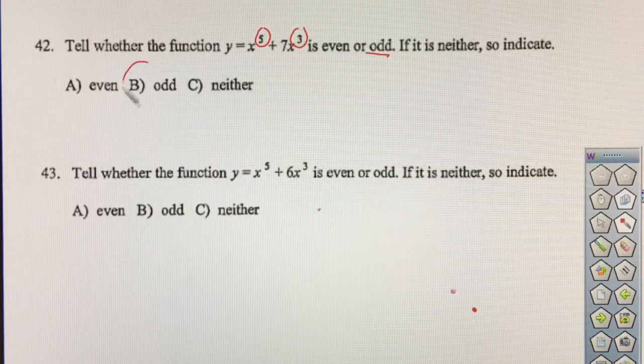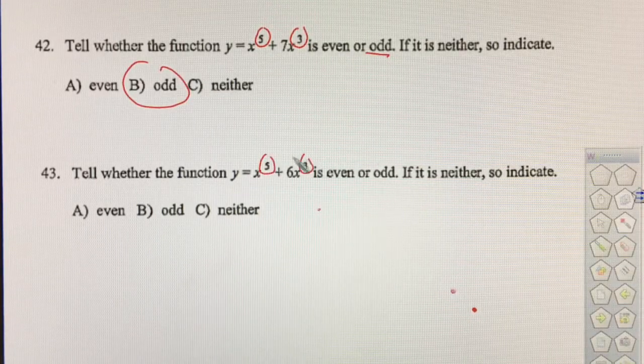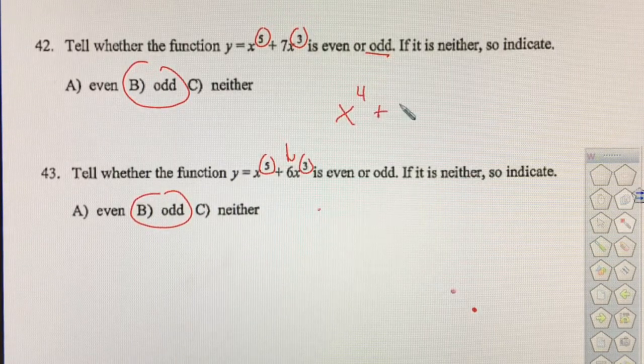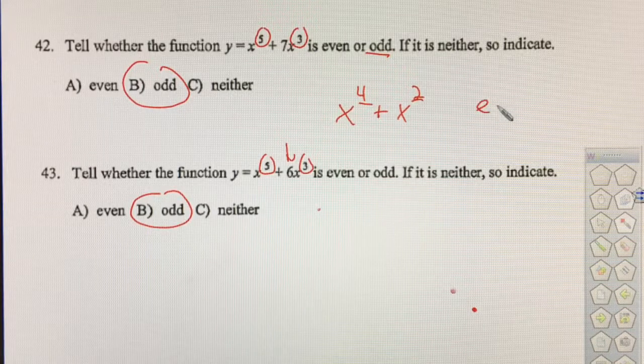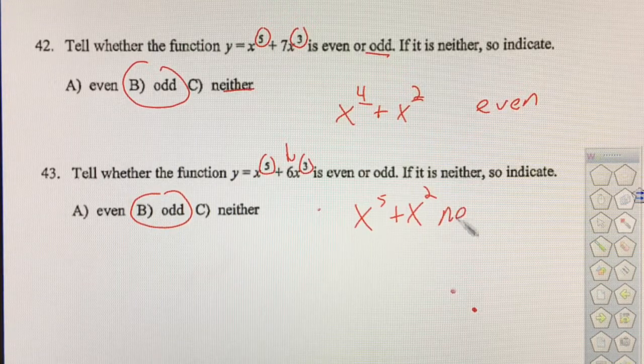Odd exponent, that means it is odd. Even, odd, or neither? Odd exponent. I know that's an even number, but it's going to be odd. An even function, polynomial, would be something to the fourth plus something to the second. Since they're both even, it would be an even function. A neither function would be if you had x to the fifth, an odd exponent, plus an even exponent, and that would be neither.